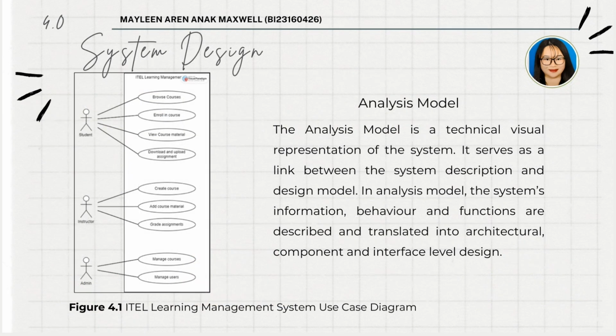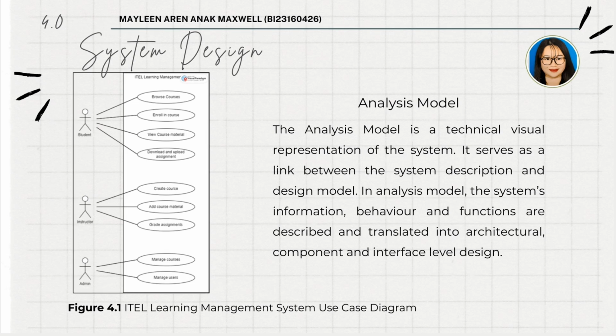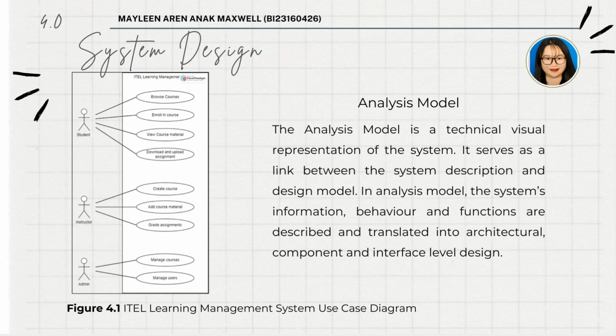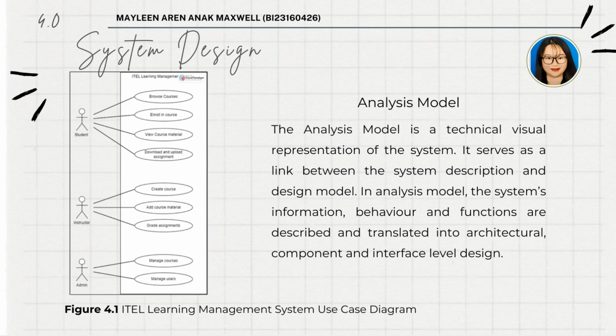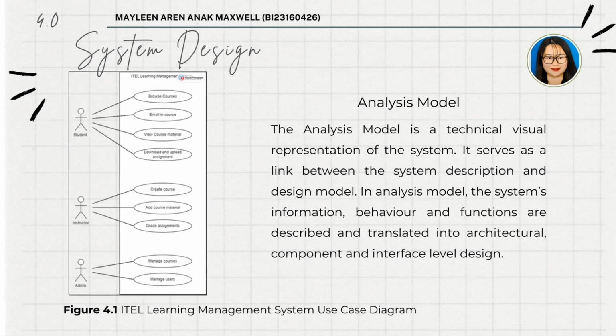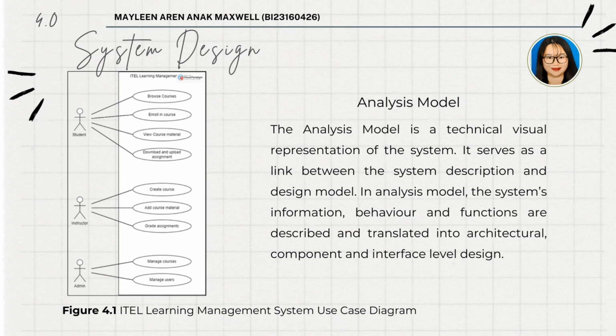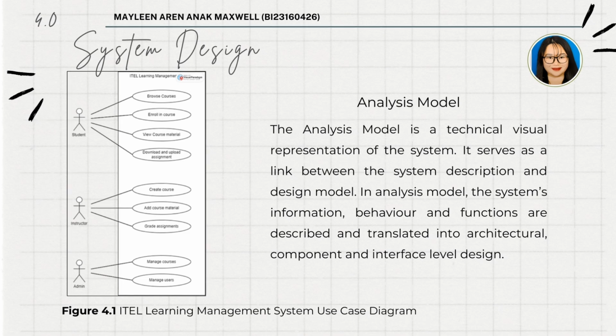Hello, my name is Milin Arnana Maxwell, matrix number BI23160426. I'm going to present about system design, which is the process of designing the parts of a system, such as its architecture, modules, and components, as well as the many interfaces between those components and the data flows through it. The goal of the system design process is to offer enough precise data and information about the system and its system elements to enable implementation in accordance with architecture entities defined in system architecture models and views.